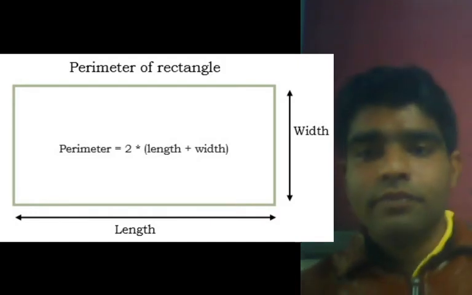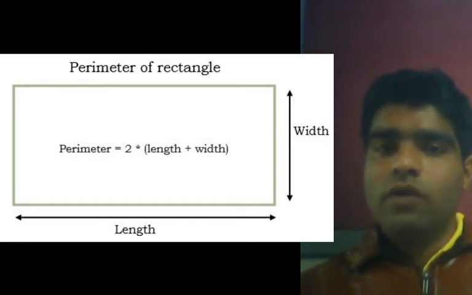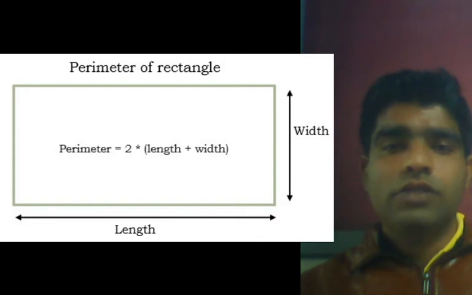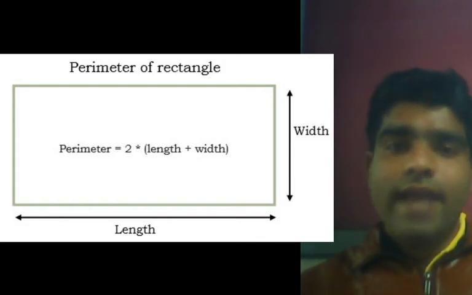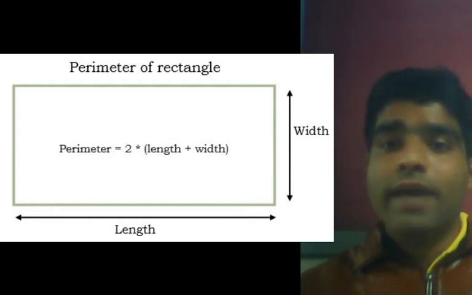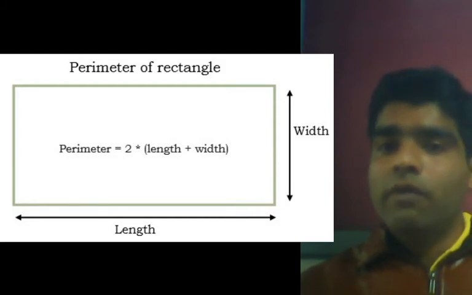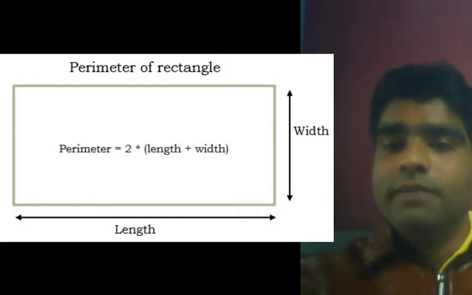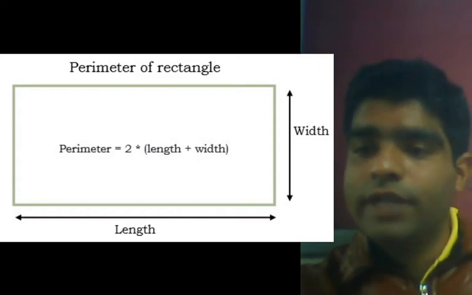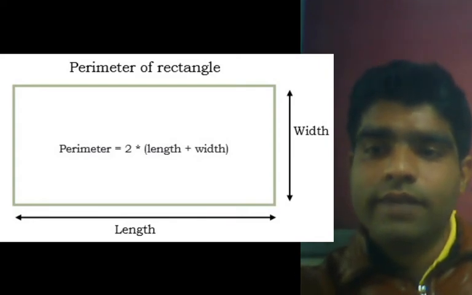So the perimeter of a rectangle is equal to 2 times, length plus breadth, that is 2 times L plus B. This is a very general formula for the perimeter of a rectangle. Now we will go to the next shape, which is the triangle. So please listen to the next example.